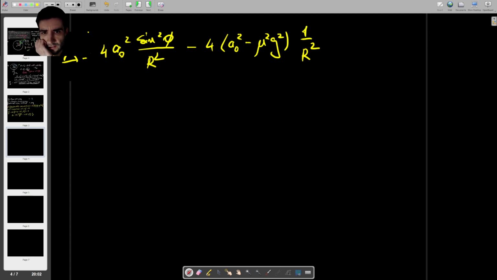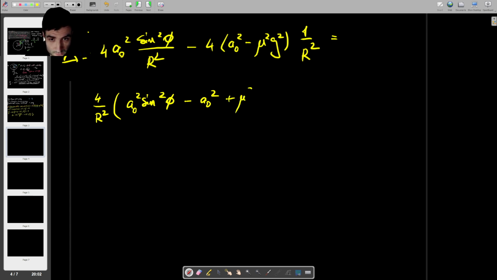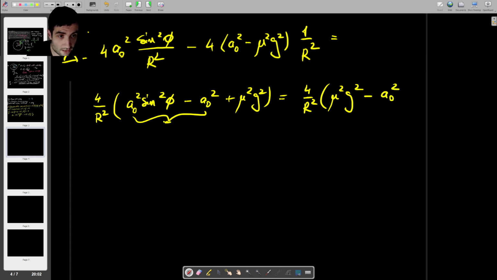So I think that we can factorize some things. So we can do 4 over r squared. I think this is the only thing that's common everywhere. And this gives us a0 squared sine squared of phi minus a0 squared plus mu squared g squared. We can use some trigonometry here, and this is going to give us minus a0 squared cosine squared of phi, like that.